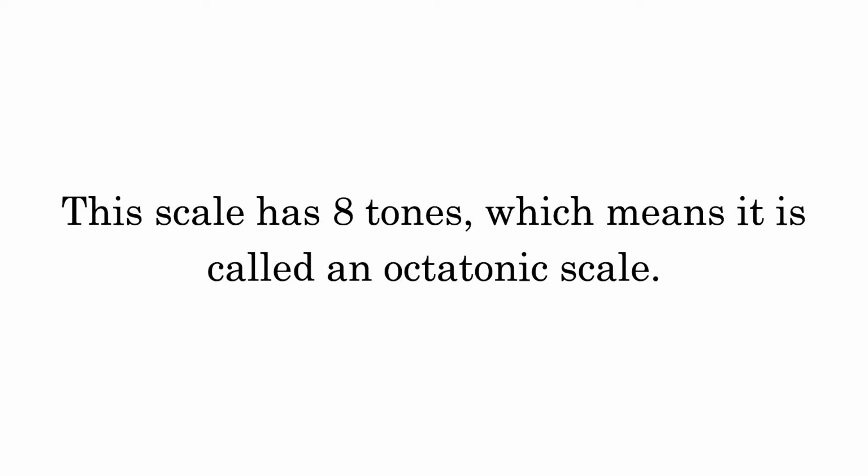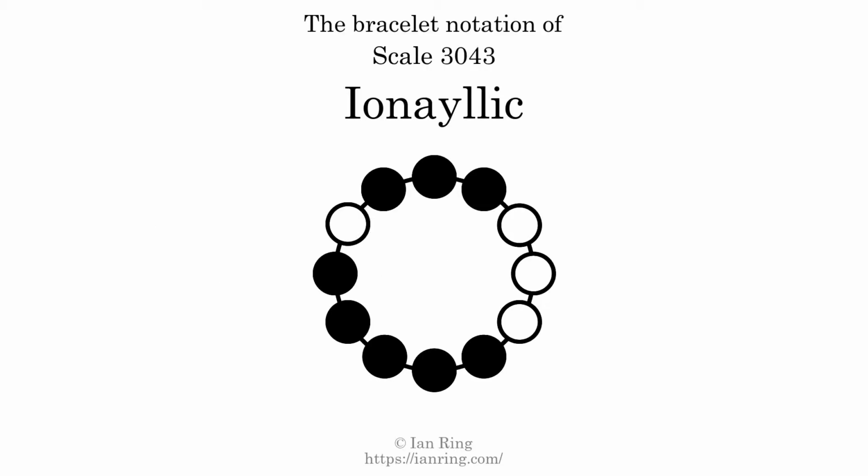This scale has 8 tones, which means it is called an octatonic scale. This is a bracelet notation diagram of Scale 3043. The shaded circles represent tones that appear in the scale, and they are read clockwise, starting at the top.